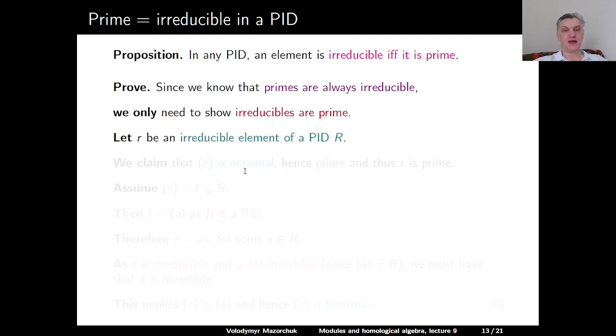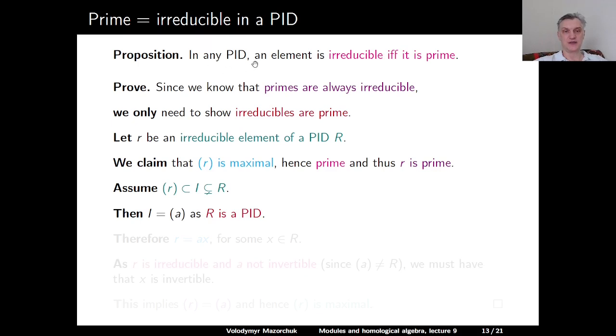Let r be an irreducible element of a principal ideal domain. We claim that the ideal generated by r is maximal, hence prime, and this means that r is a prime element. So assume that we have an ideal I, which contains the principal ideal generated by r, and which is different from the whole ring R. Then I is a principal ideal because R is a principal ideal domain. So let's say that it's generated by some element A. This means that our element little r belongs to the principal ideal generated by A, so it is equal to A times x, for some element x in R.